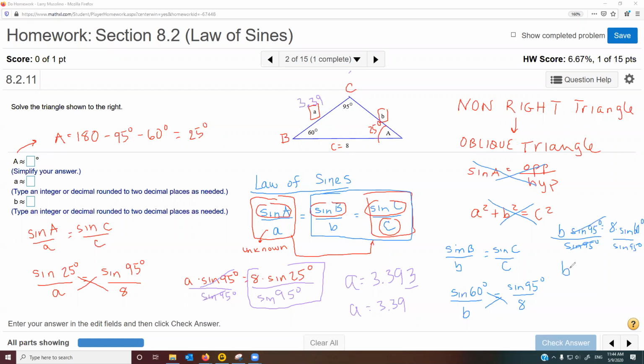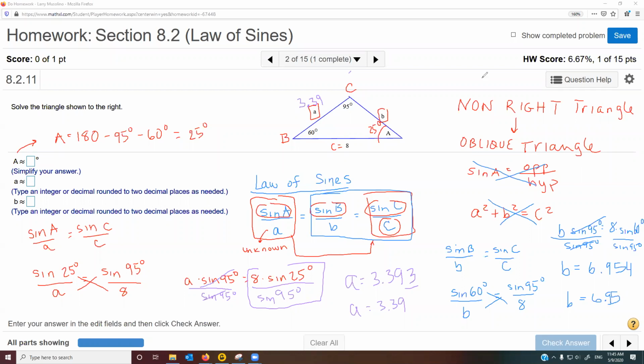So that's going to leave me just B on the left side, and I'm going to work out on my calculator 8 sine 60 divided by sine 95. Again, double check that your calculator is in degree mode when you do this. And it looks like I'm ending up with B equal to 6.954. They want me to round to 2 decimal places, so it looks like my answer here is going to be B equals 6.95.